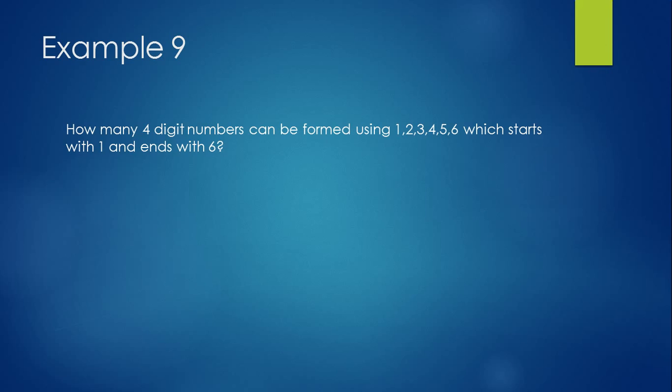How many 4-digit numbers can we form using 1, 2, 3, 4, 5, 6, which start with 1 and end with 6? There are 4 positions since 4-digit numbers can be formed. The numbers start with 1 and end with 6. In this case, there will be only 4 elements and 2 positions left. So it will become 4P2, which is equal to 12 ways.